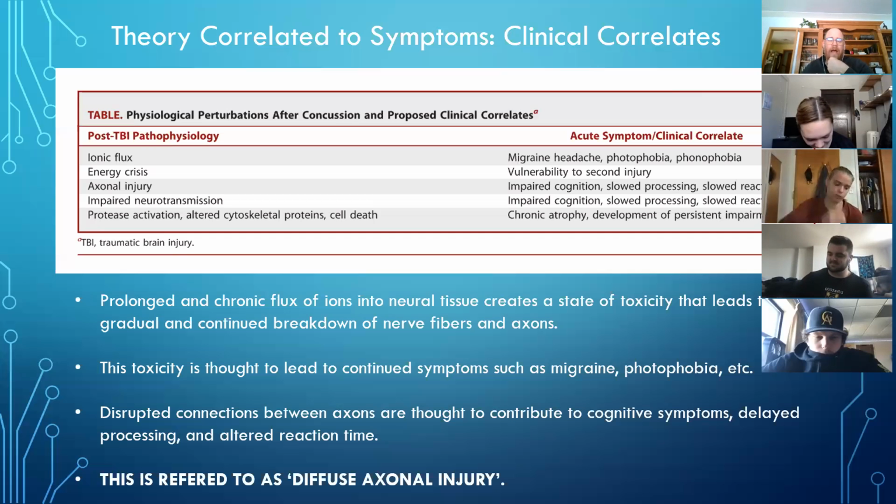So anyway, this diffuse axonal injury has been purported to be linked to decreased cognition, reaction time, and processing speed. And over time, as a secondary injury continues to propagate throughout that neuron, we can potentially even develop chronic and persistent symptoms.